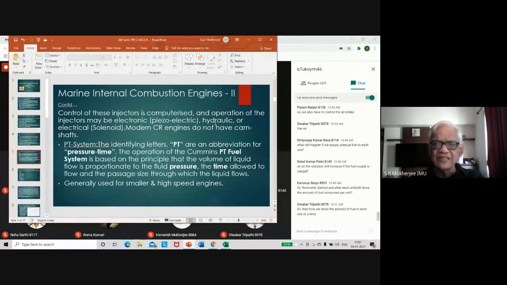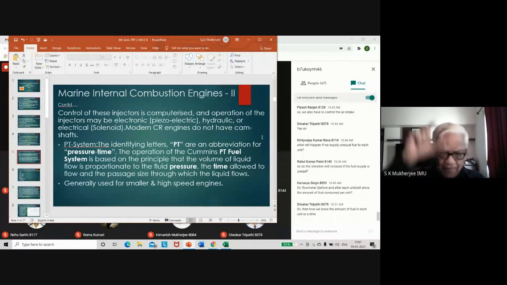Modern common rail engines do not have camshafts. See, the common rail engine of modern times does not have any camshaft. Very few engines you will be facing on board. Most of them you will be facing are still with camshaft. It is going to continue for a long time. But the very modern engines which you need to be aware of do not have any camshaft.